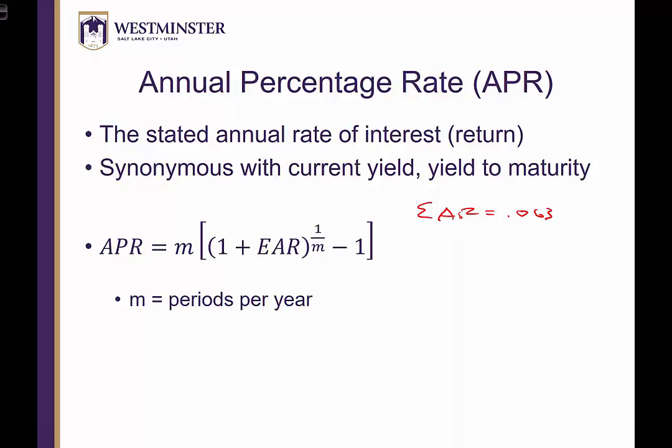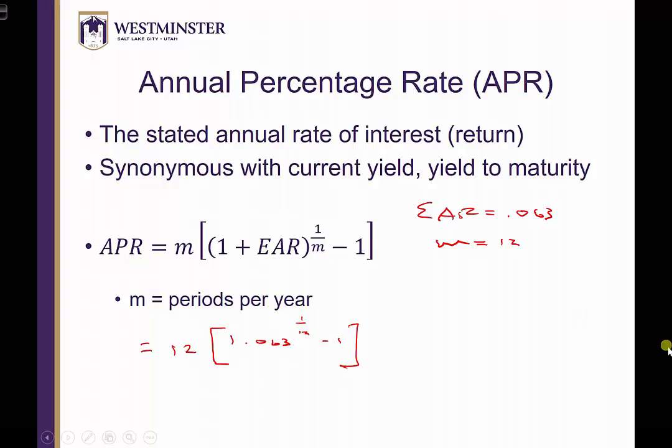So I'm going to go ahead and motivate my equation. In this equation, M stands for the number of periods per year. This is different than the N that we've seen in the other time value of money calculations. So let's think about this. I'm going to take the equation: annual percentage rate is equal to the number of periods per year times 1 plus the effective annual rate to the power of 1 over M. So essentially we're taking a root now and then minus 1. So let's motivate this. We're going to say 12 times 1.063 to the 1 over 12 minus 1.